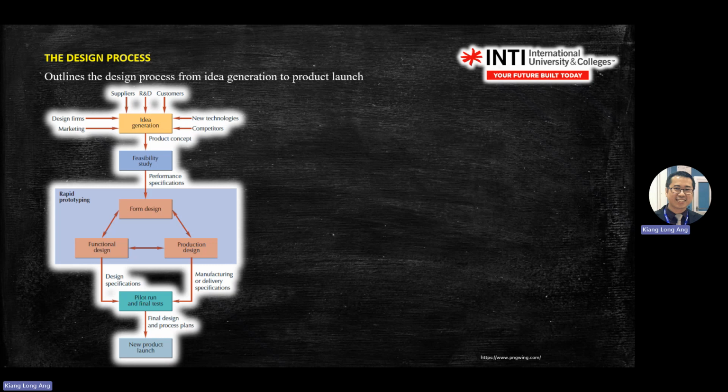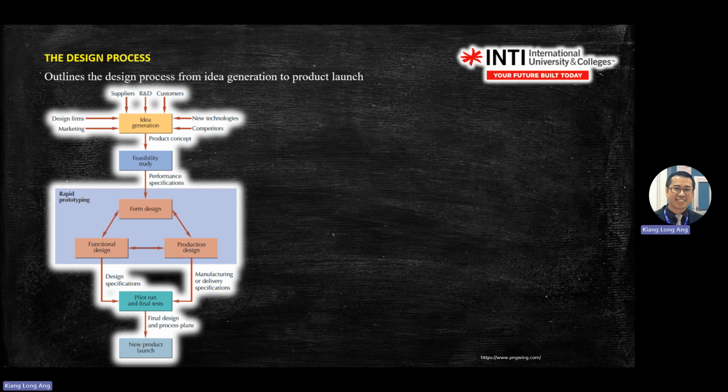And the output of this process, of this phase, will be what? Product concept. Okay, number 2, you write feasibility study.